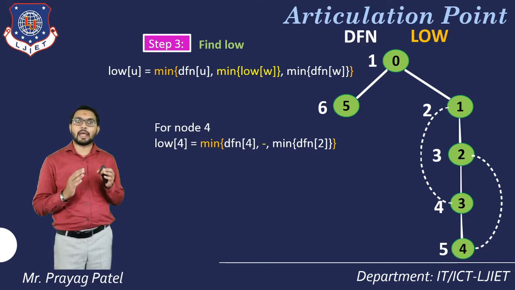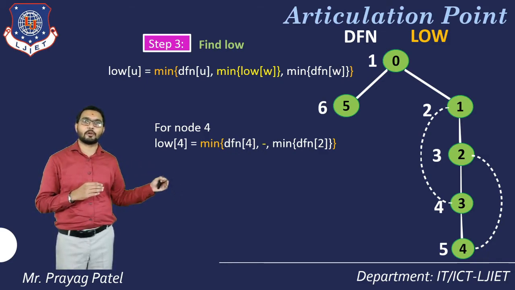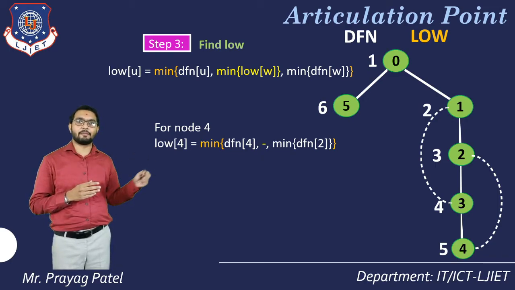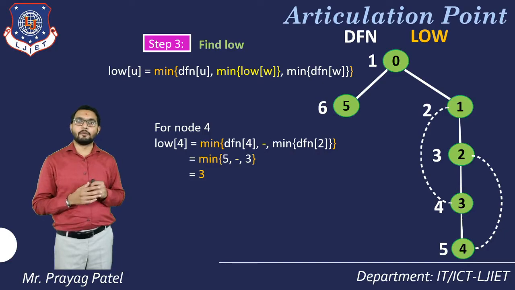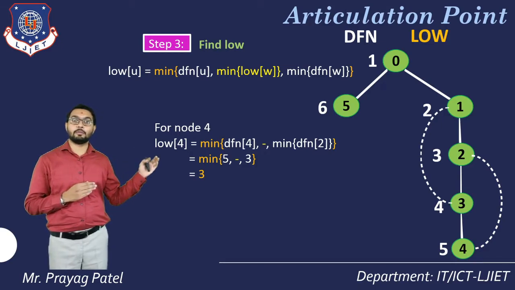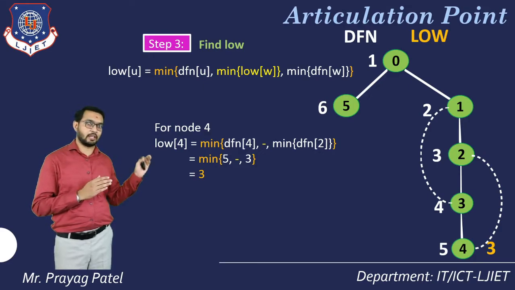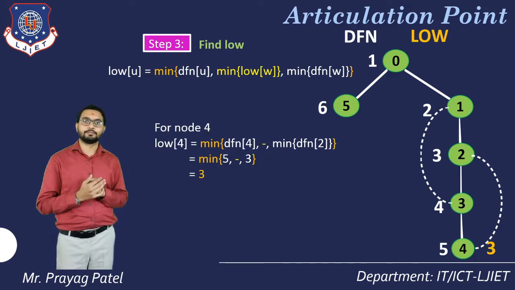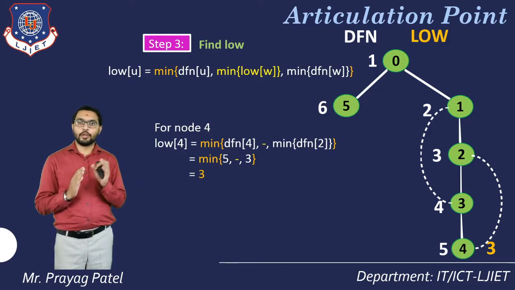Now the third part is the back edge from 4 to 2. Here consider the back edge from u to w, so from 4 to 2, so consider the DFN of 2. Now the value is the minimum of 5, blank, 3. Out of these, consider 3 as the minimum. So the final answer is 3 for node number 4: low of node 4 equals 3.